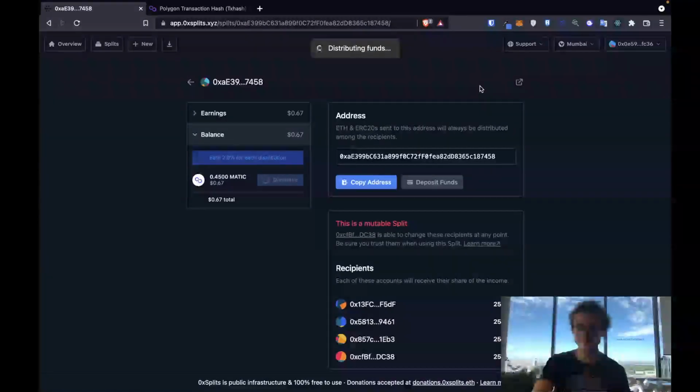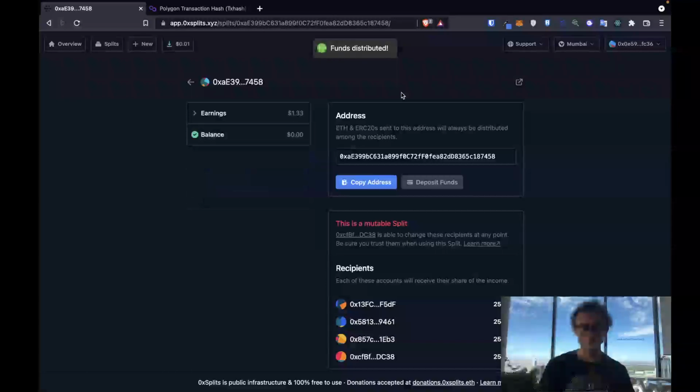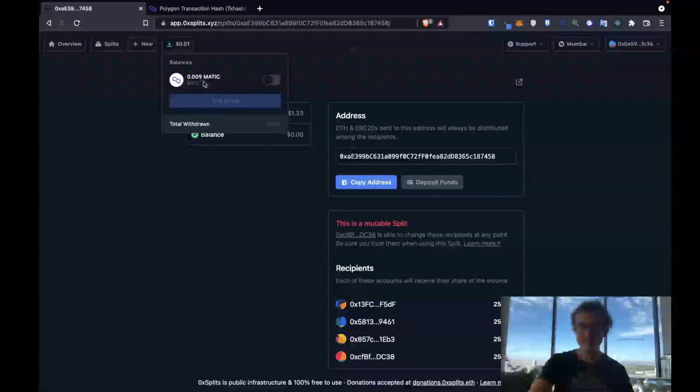So I'm distributing. We are now distributing the funds. Once the funds have been distributed, I can now see that the balance of this is 0, and yet I now have a little tiny balance up here of Matic that I can withdraw. But this doesn't look like 25%. This doesn't look like any of the 25%. This is the distribution fee.